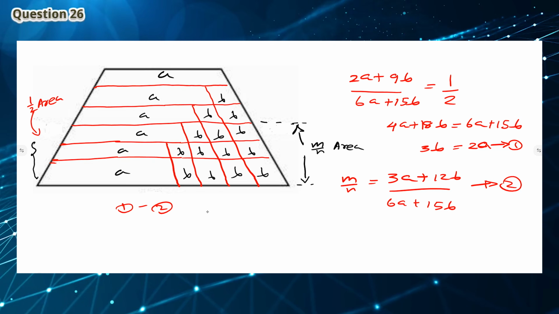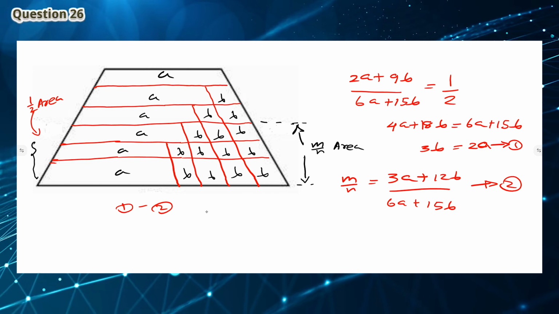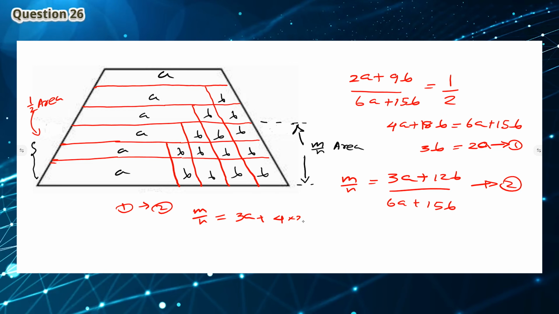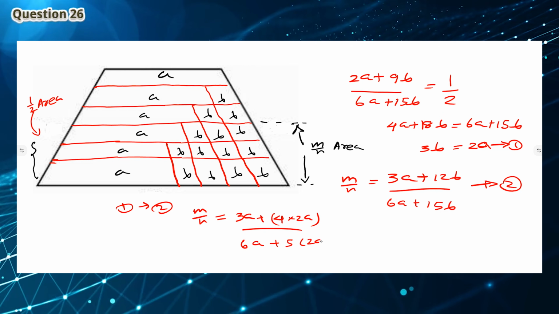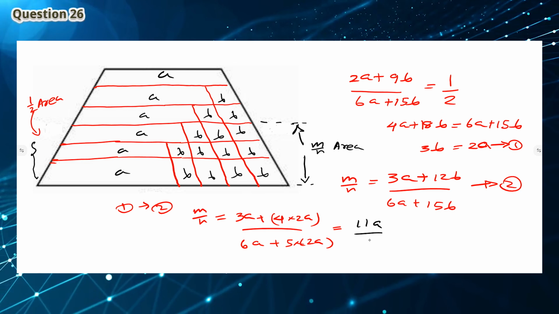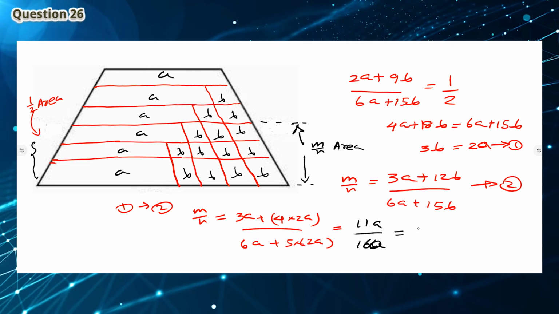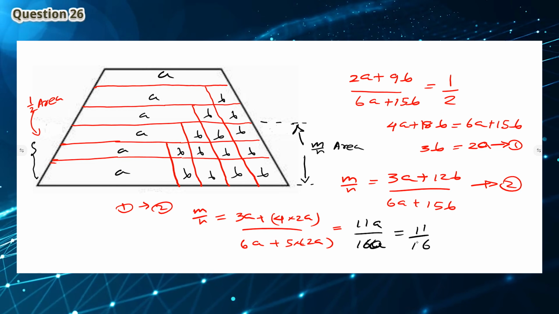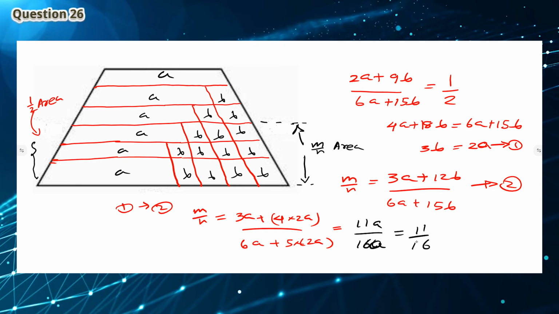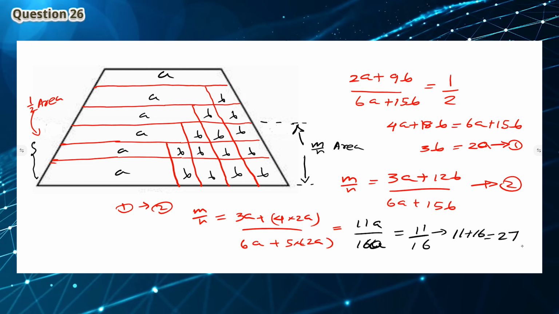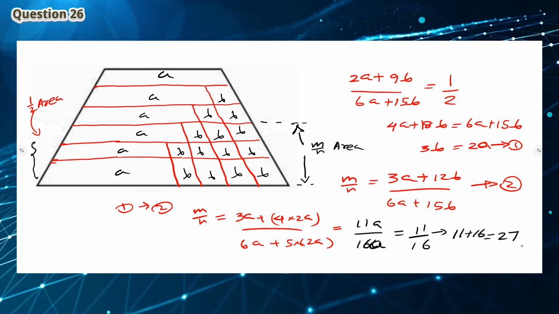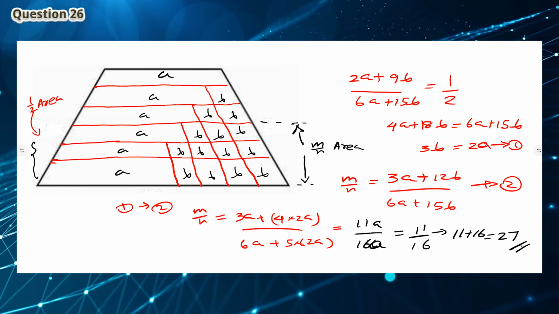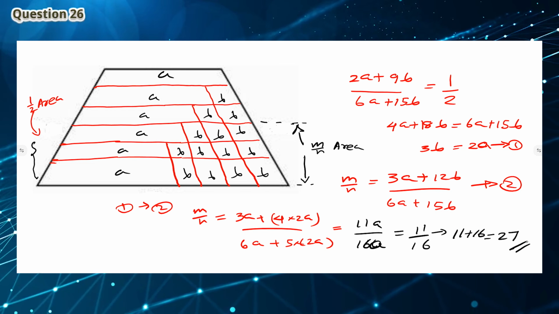Substituting equation 1 into equation 2, we find that M/N is equal to (3A + 4 times 2A)/(6A + 5 times 2A). The A values get cancelled out, which gives the fraction of 11/16. 11 plus 16 is equal to 27. Since this fraction is already in the simplest form, m plus n is equal to 11 plus 16, which is equal to 27. So the answer is 27.